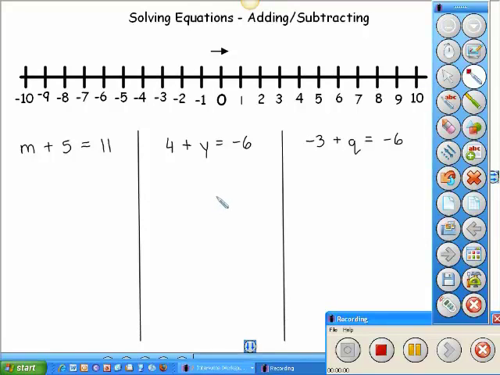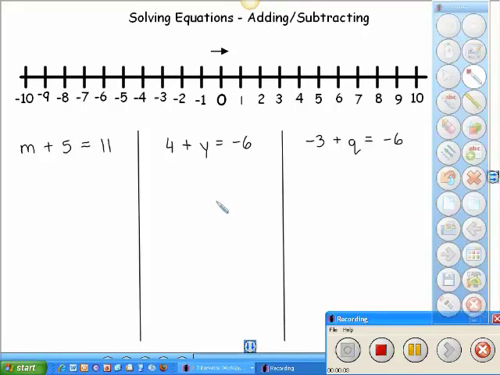In this math review video, we're going to take a look at how to solve equations using addition and subtraction. Now, as you can see, I've got my number line at the top, and I've got three different equations. So let's take a look at the first one down here.